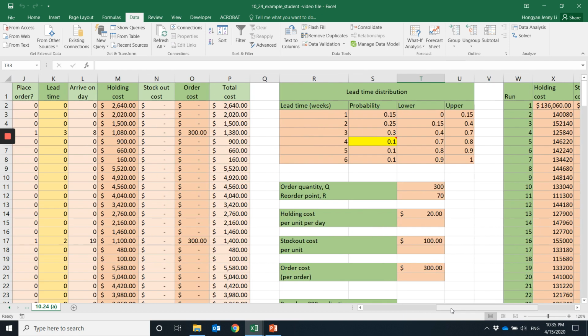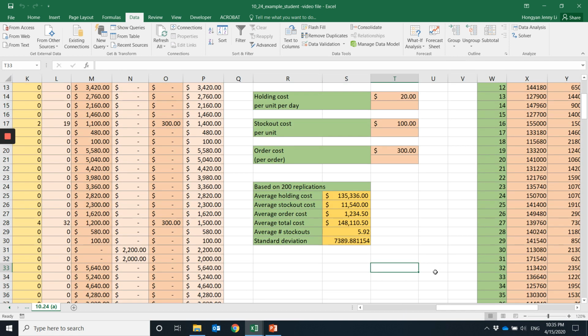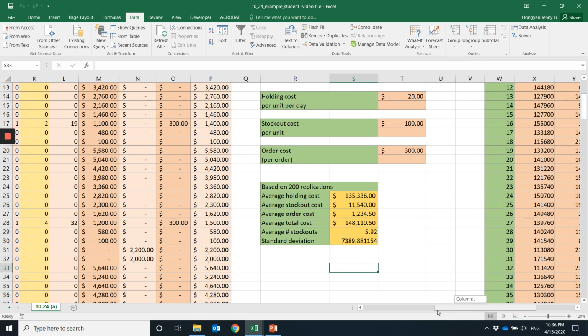So we finished the simulation with 200 replications, and this is the output. You can see the total cost is about $148,110. The average number of stockout weeks is 5.92 weeks over the 52 weeks. This is actually already pretty good.